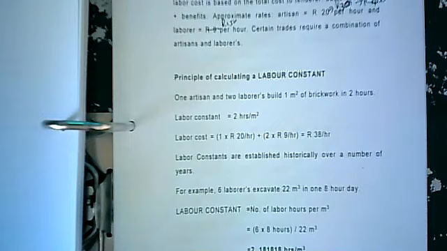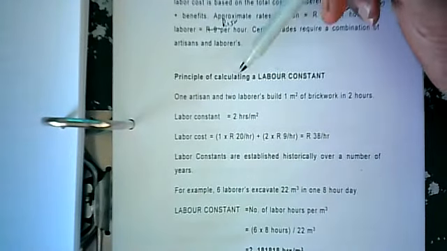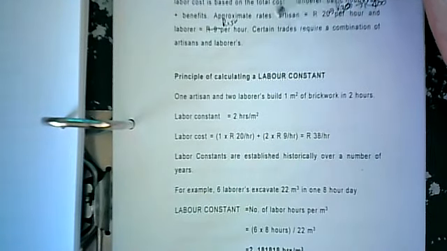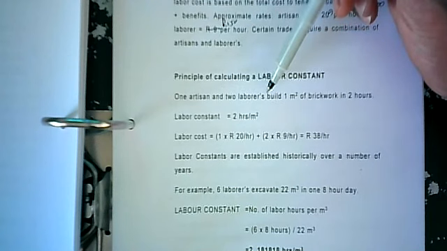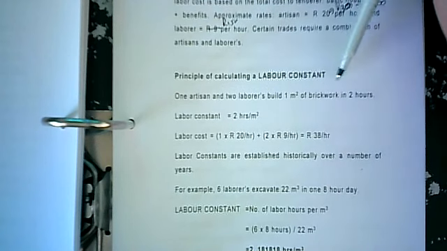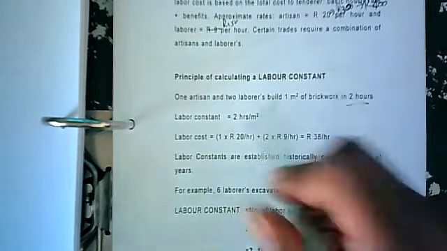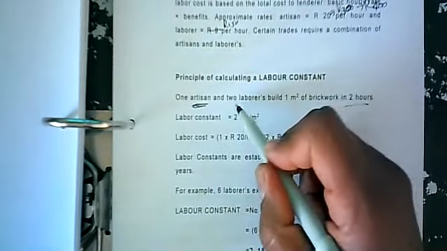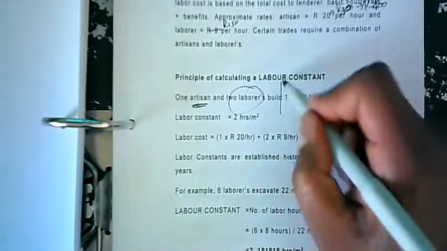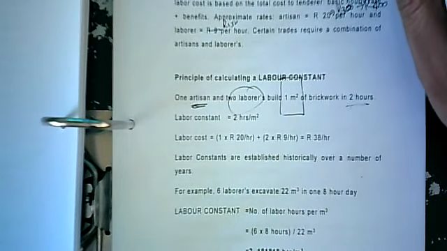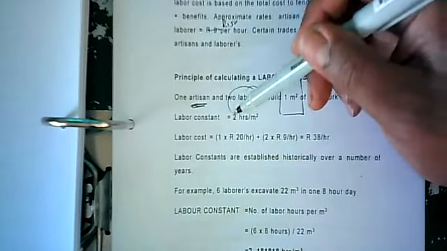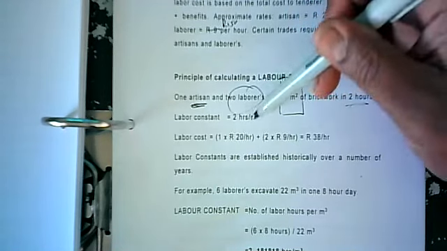Right, the principle of calculating a labor constant. One artisan and two laborers to build 1 square meter of brickwork in 2 hours. So let's understand this. In 2 hours, this skilled person needs 2 laborers to do that amount of work. And we arrive at a labor constant of 2 hours per square meter.